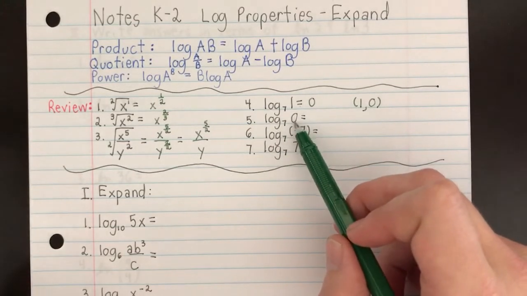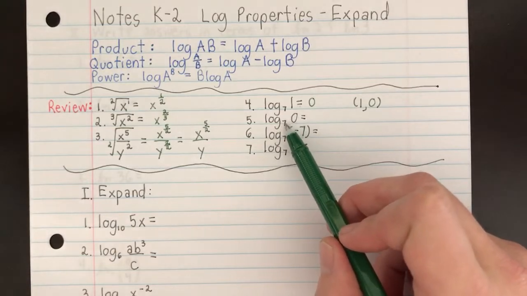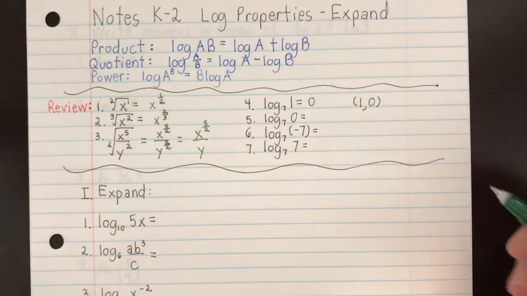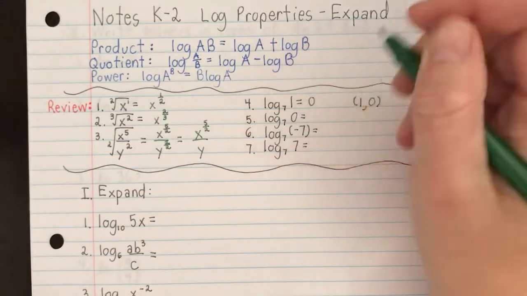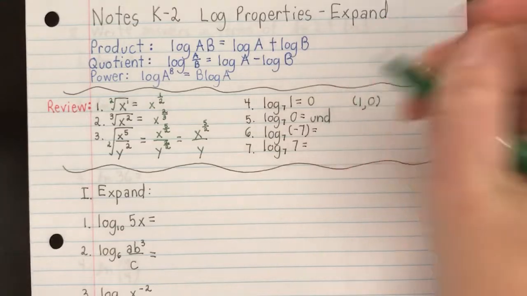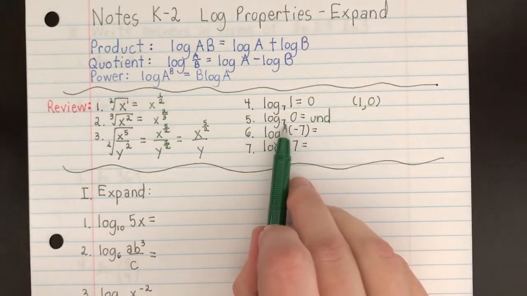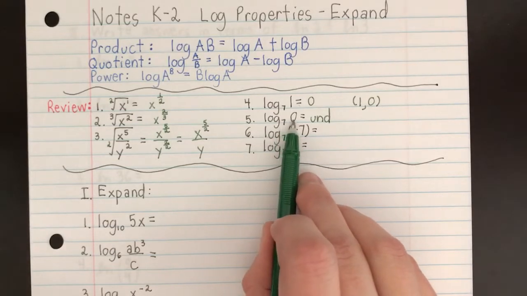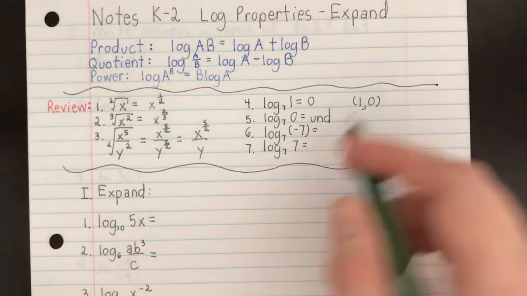You cannot have an x value of 0 because a log of any base has an asymptote on the y-axis where the x value equals 0. So log base 7 of 0 would be undefined. It doesn't matter what the base is here. We just chose a random base. No matter what the base is, if you have 0 here, that's going to be undefined.